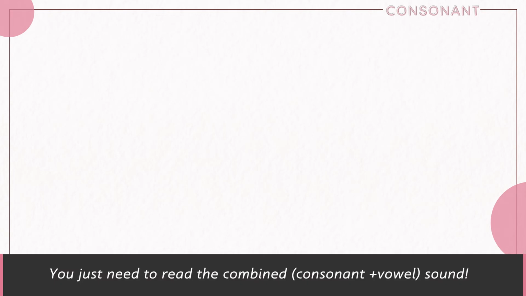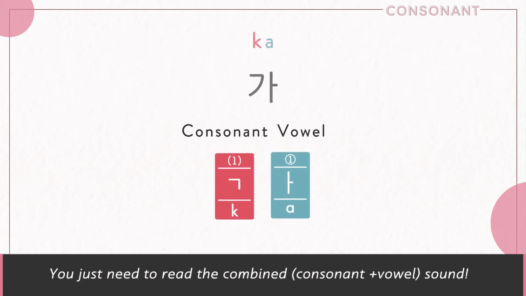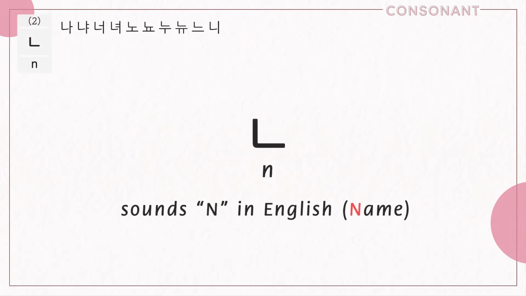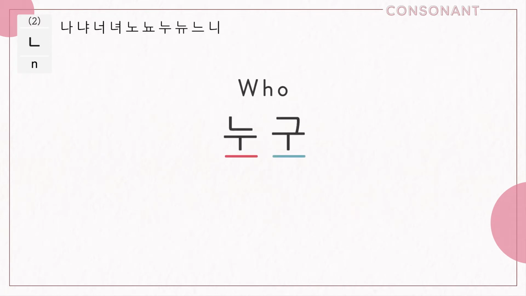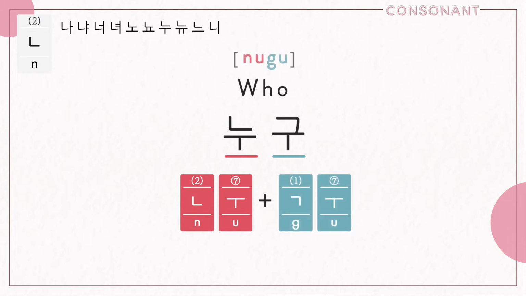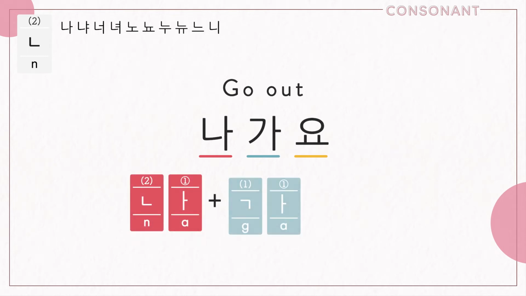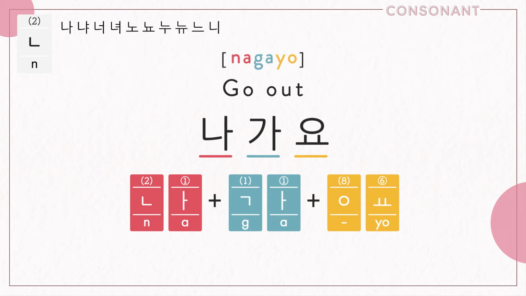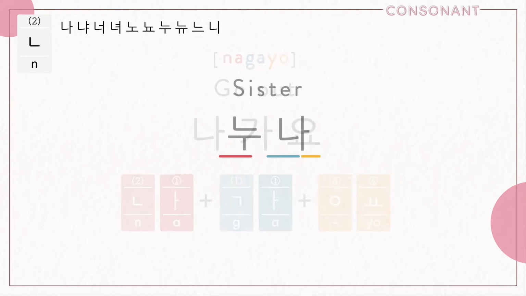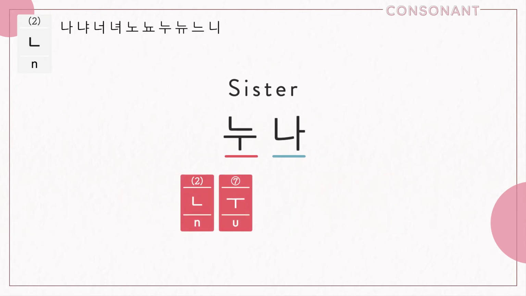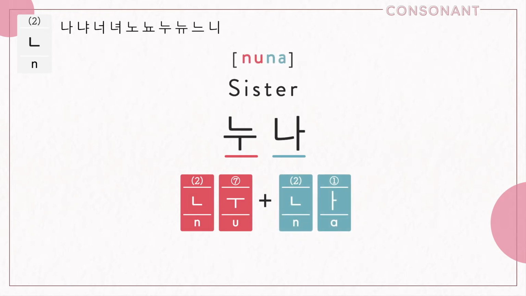As you can see, even if a consonant has a sound, you can easily read it by just adding the sound of that consonant. Next one is the sound of N. Nugu, is nu plus gu, nugu. And next, go out. Nagayo is na plus ga plus yo, nagayo. And sister, nuna is nu plus na, nuna.